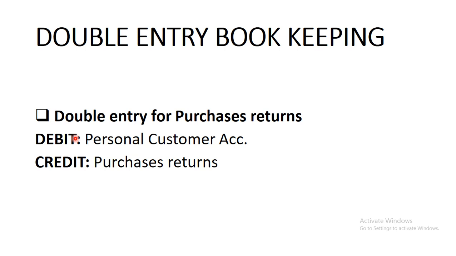Then we return those goods to the particular supplier, right? And that's a purchases return. What do we do? What's the double entry? We need to debit the personal supplier account, and then we credit the purchases returns account.